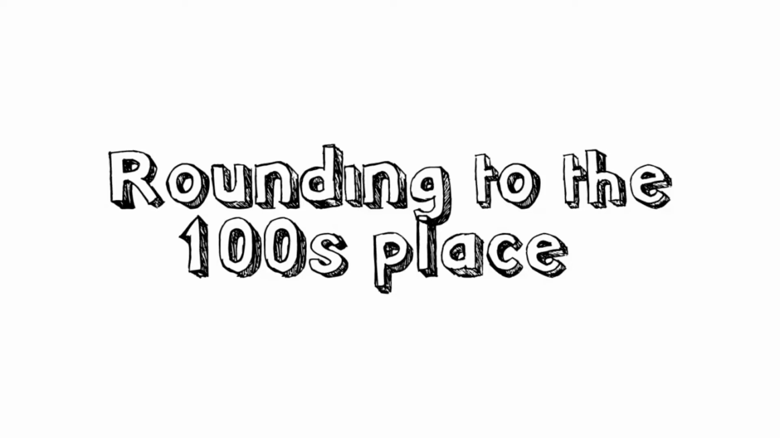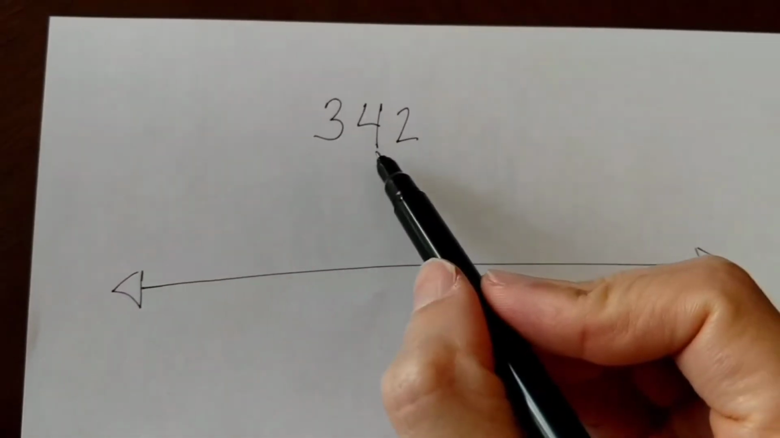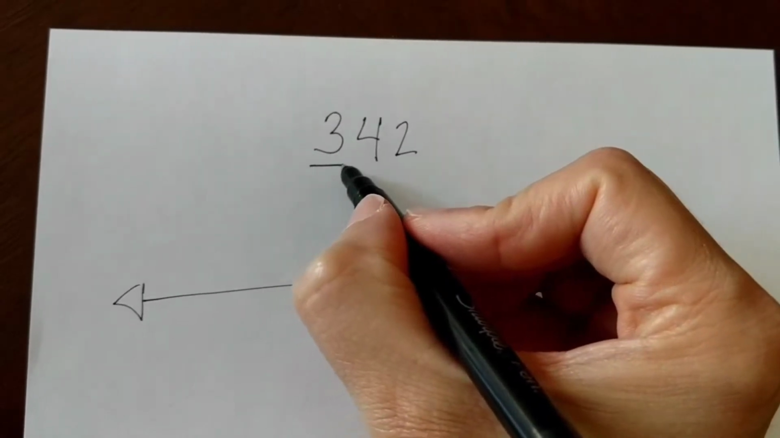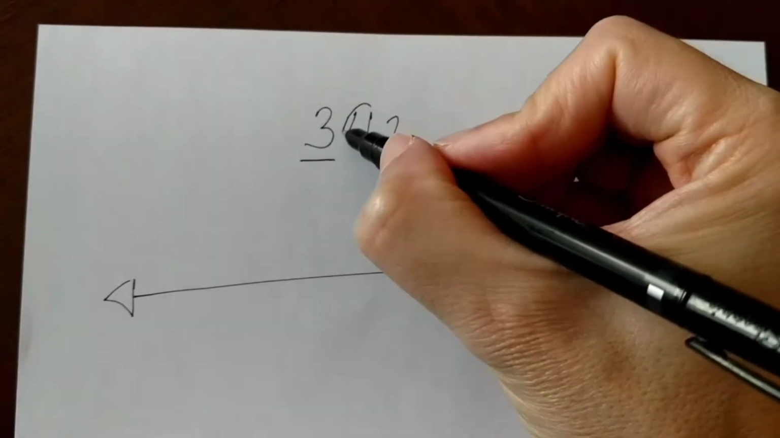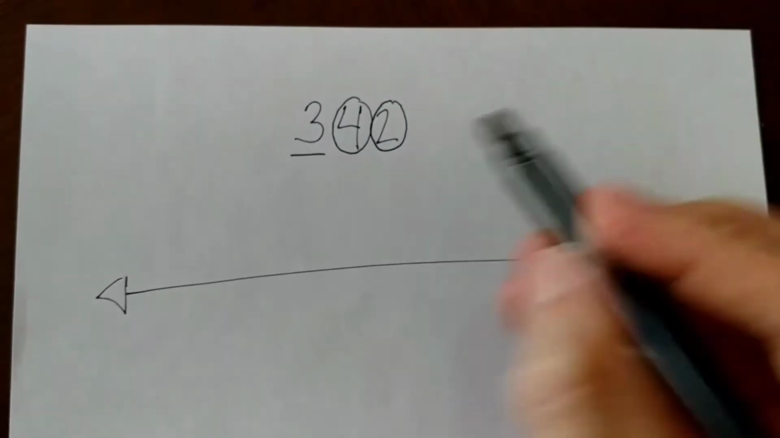Rounding to the hundreds place. Let's identify our hundreds place. The 3 is the digit in the hundreds place. It is worth 300. Circle the other two digits.